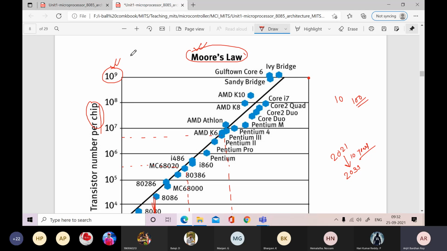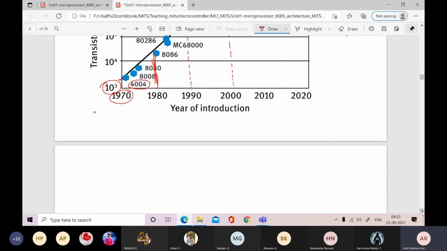For this reason, we can do many works with the help of today's smartphone. Many works we are able to do, but 15 or 16 years before, this type of facility was not provided by any mobile phone. So this is the way of developing any IC.